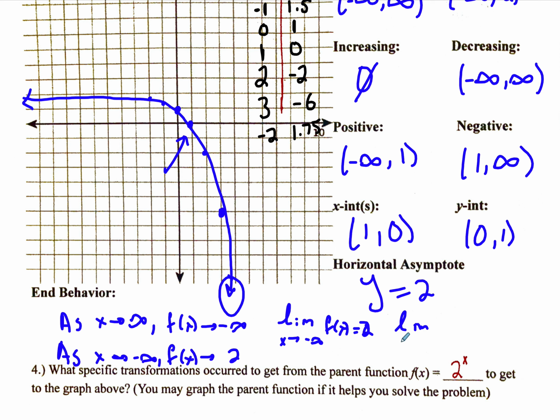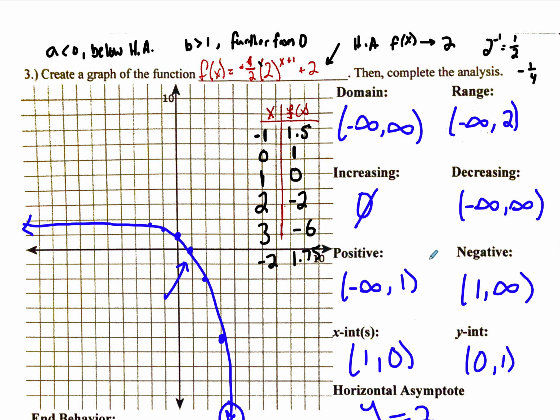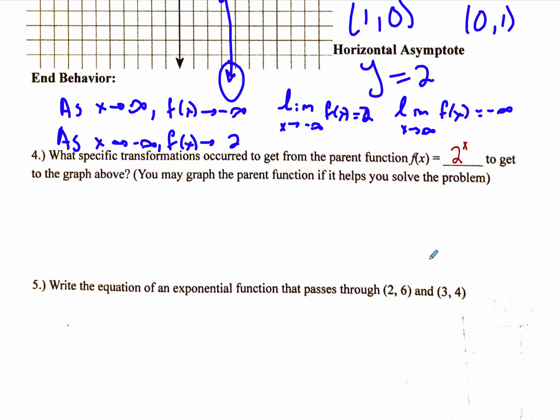The limit as x goes to +infinity of f of x is -infinity. And remember, the order of the statements doesn't really matter to me personally. You know, a lot of people argue you should do the -infinity first. I personally, as long as they're both there, that's fine for me. In terms of transformations from 2 to the power of x, we actually have a few here.